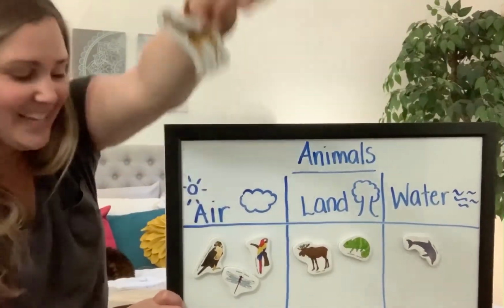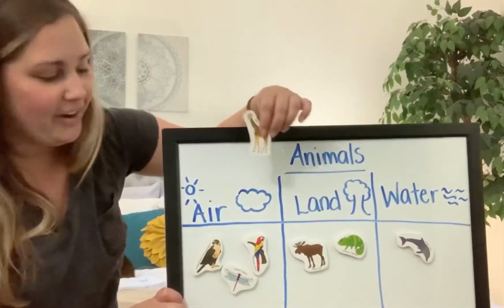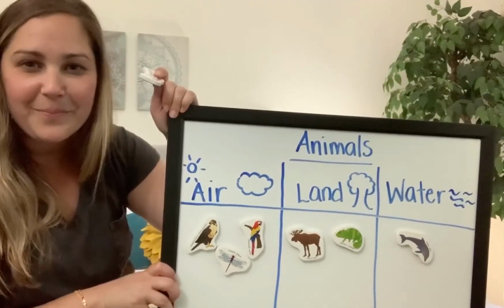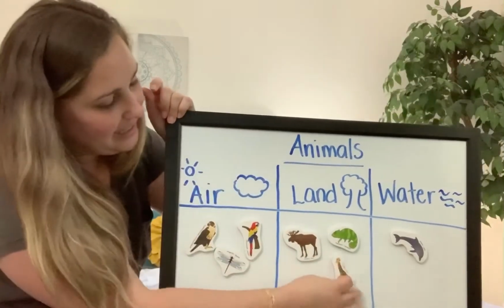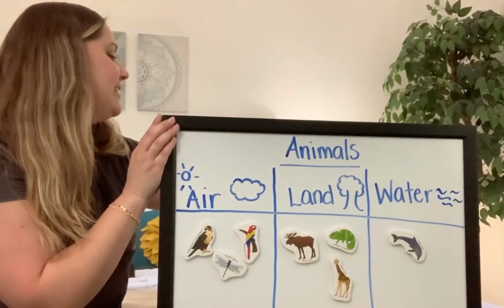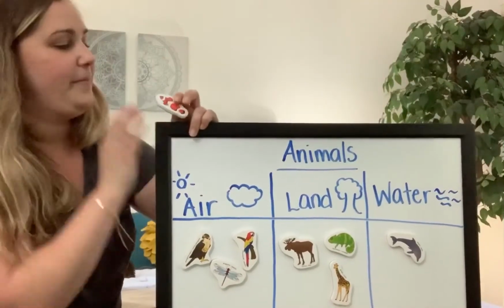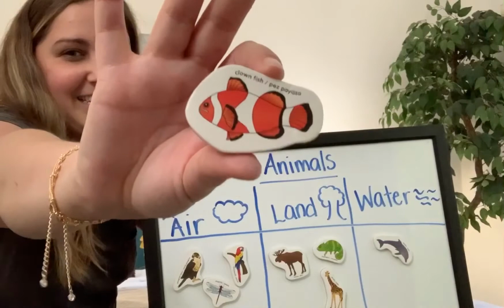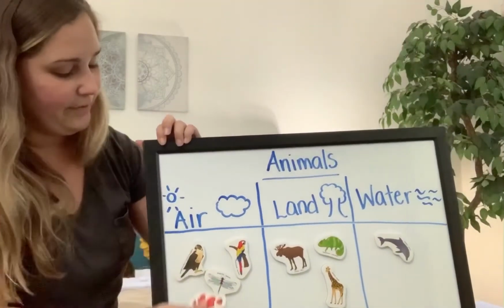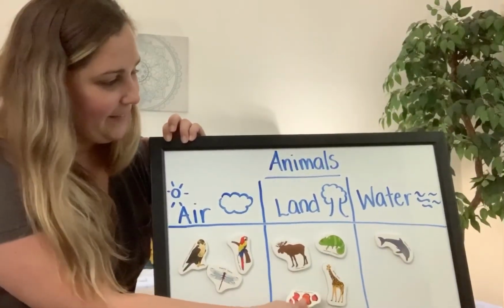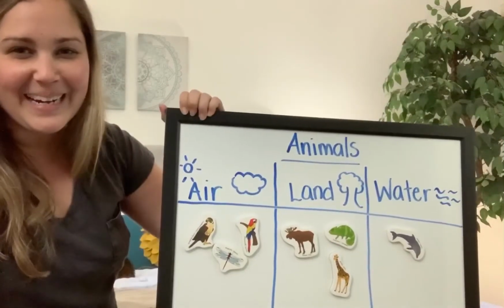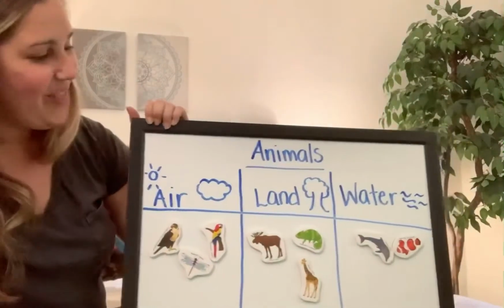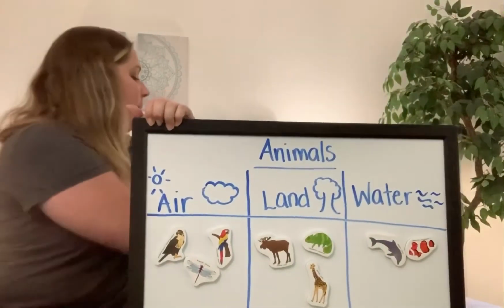A giraffe. Do giraffes fly in the air? Do they walk on land? Or do they swim in the water? They walk on land. What about a fish? This one's a clownfish. Do clownfish fly in the air, walk on the land, or swim in the water? They swim in the water. Okay, a couple more.